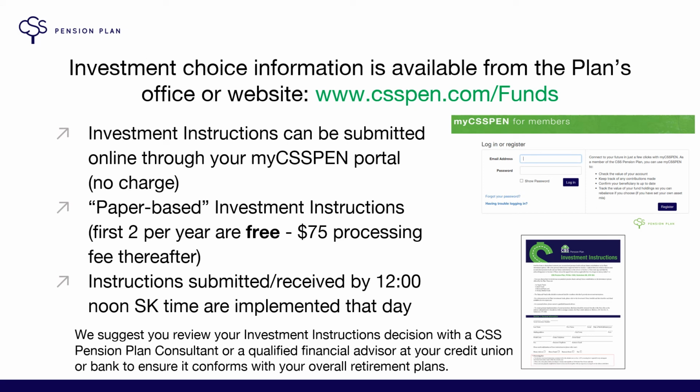When you are ready to change how your funds are invested in the CSS Pension Plan, please be advised that you can now submit investment instructions online through the My CSS Pen portal at no charge. You can still submit paper-based investment instructions where the first 2 per calendar year are free, but there is a $75 processing fee thereafter. You might want to review your investment instruction decisions with a CSS Pension Plan consultant or a qualified financial advisor to ensure it is consistent with your plans for retirement. More investment choice information can be found on our website.